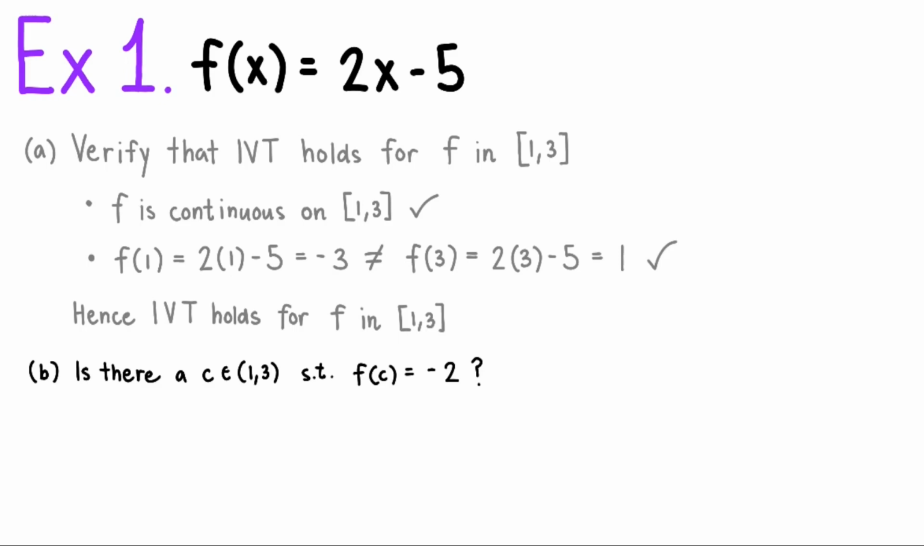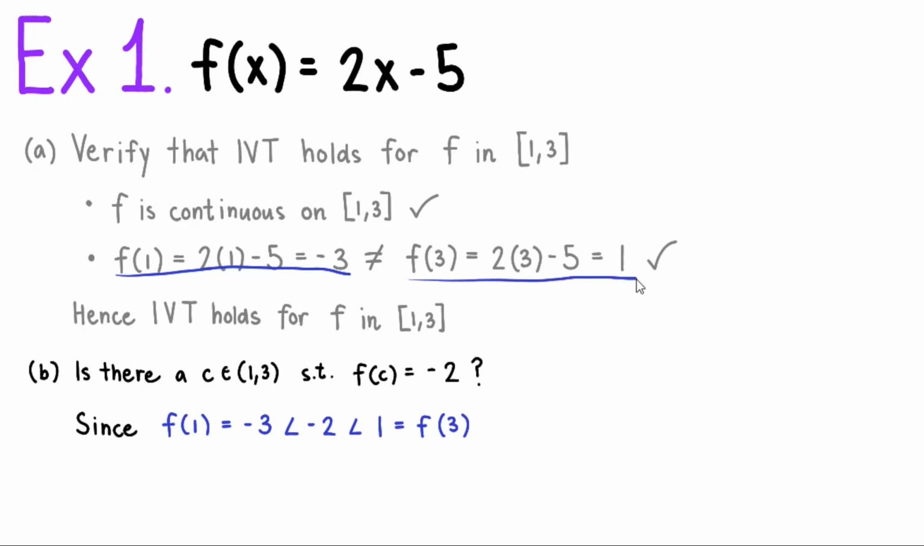So to solve this, take note first that negative 2 is between negative 3 and 1, or more specifically, it is between f of 1 and f of 3. So we know this since we obtained the value of f of 1 out here and f of 3 out here. So we know that f of c is in between f of 1 and f of 3. Moreover, we have seen from A that IVT holds for f in this closed interval.